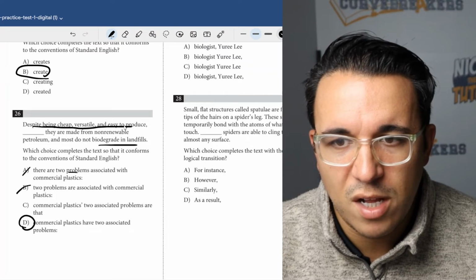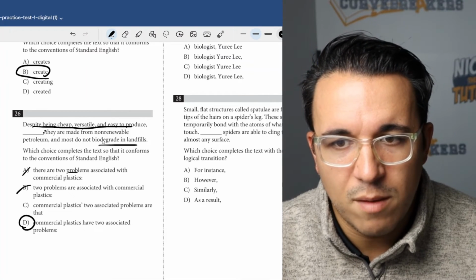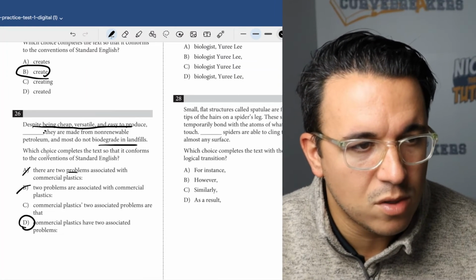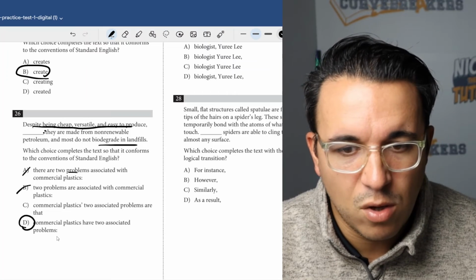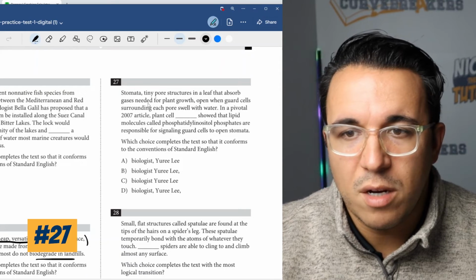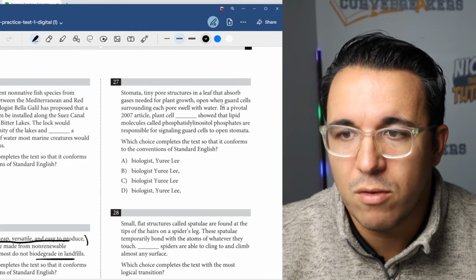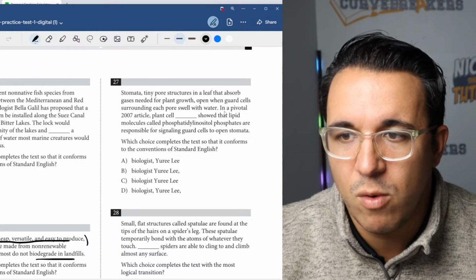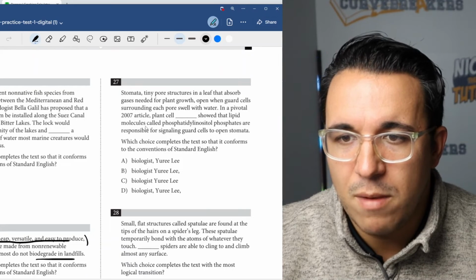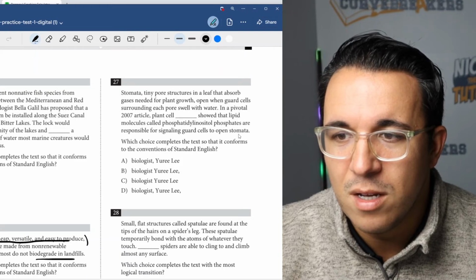Despite being cheap, versatile, and easy to produce, commercial plastics have two associated problems, colon. They are made from non-renewable petroleum, and most do not biodegrade in landfills. So that is going to be the correct answer because the colon is used correctly and it connects to the phrase here. All right, let's get into number 27. Stomata, tiny pore structures in leaves that absorb gases needed for plant growth, open when guard cells surrounding each pore swell with water. In a pivotal 2007 article, Plant Cell blank showed that lipid molecules called whatever phosphates are responsible for signaling guard cells to open stomata, right?